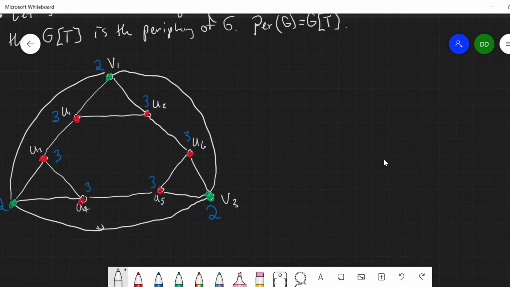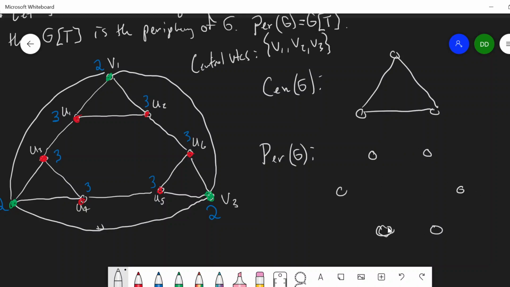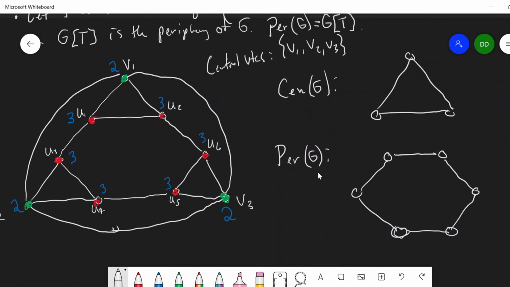So let's see, what's the center then? The center of G is this graph. So induce the subgraph on V1, V2, and V3. The central vertices are V1, V2, V3. So now induce that subgraph. I have V1, V2, V3. So it looks like the center of G is K3. It's that triangle. The periphery of G is the subgraph induced by the peripheral vertices. So there would be the periphery of the graph. So not too bad. Once you get the hang of finding eccentricities, it's not too bad to pick out the center and periphery.